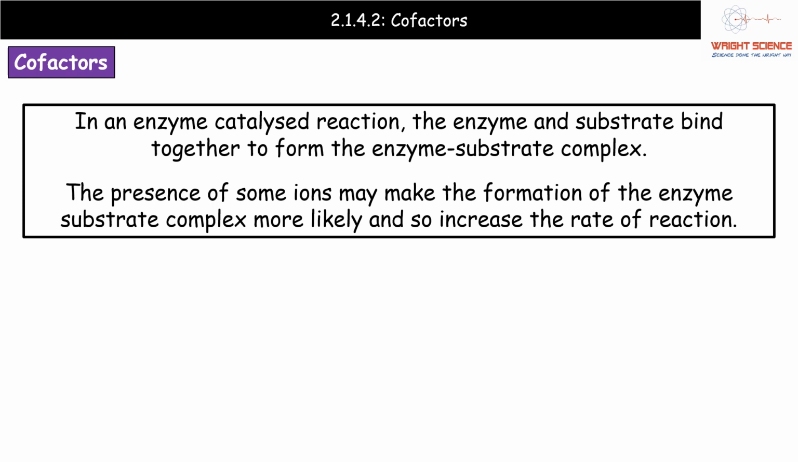If we go back to some basics on enzymes, hopefully we remember that when we have an enzyme catalyzed reaction, the enzyme and the substrate are going to bind together and form this thing called the enzyme substrate complex. Makes sense? Enzyme and substrate together, enzyme substrate complex. Now, what we actually find is that if we've got certain ions present in the same location as our enzyme and our substrate, it just makes the formation of that ESC more likely. Now, if that's more likely to form, what we're going to find is the rate of reaction will increase.